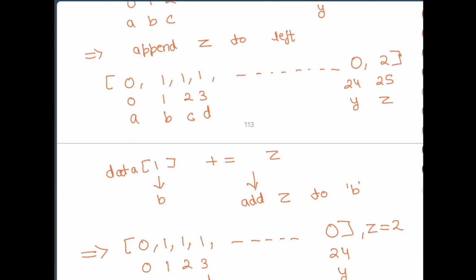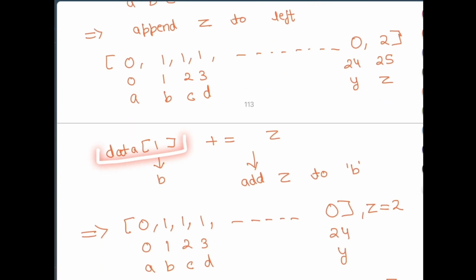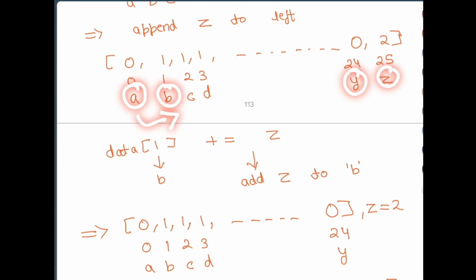But there is one more thing you need to do. You need to update data of 1. Data of 1 means the number of times you have B. This will be increased by Z as well. And why we are doing this is because if we just do the shifting normally, then from A to Y, this will become B to Z, right? This is getting shifted by one index, and you are putting this value of Z at the start.